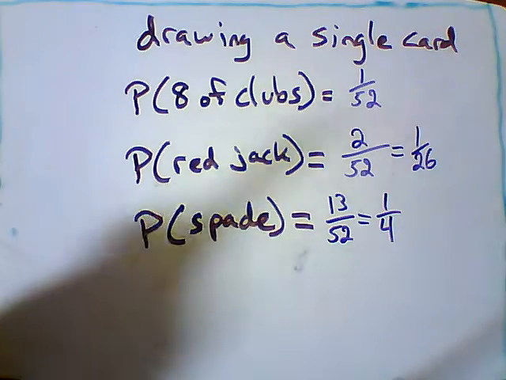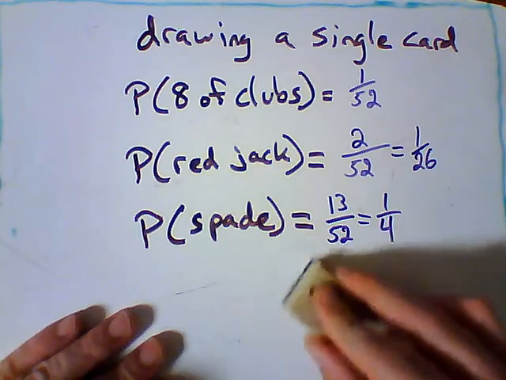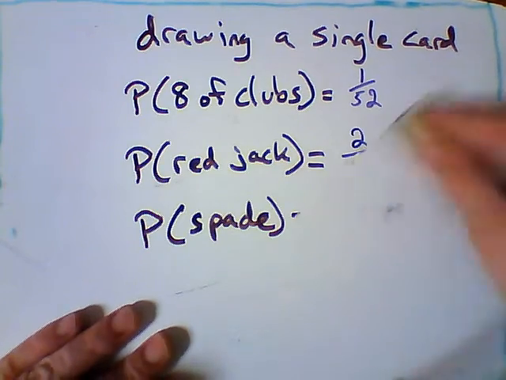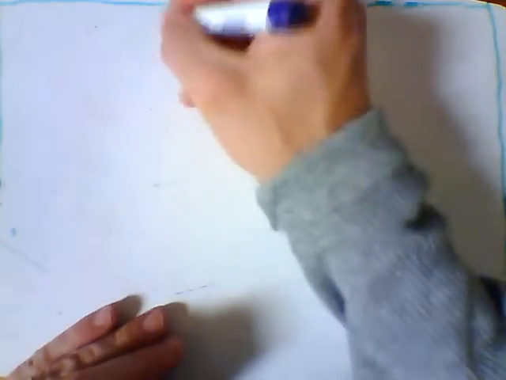Alright, those are the basic probability things you should be checking out with your notes. Alright, quick little notes.